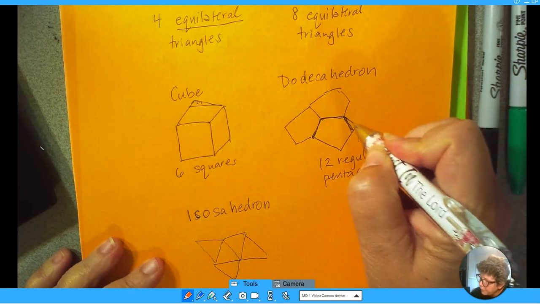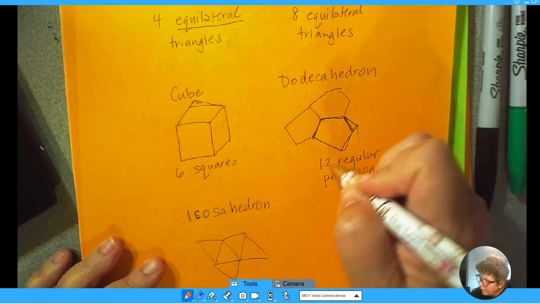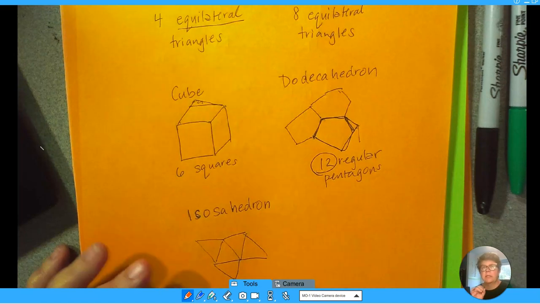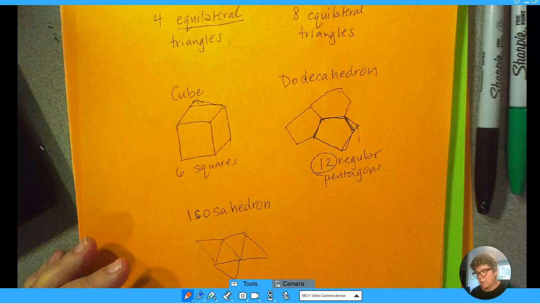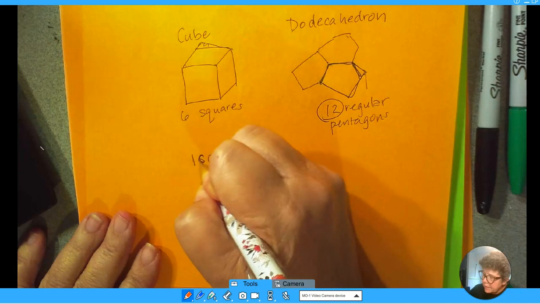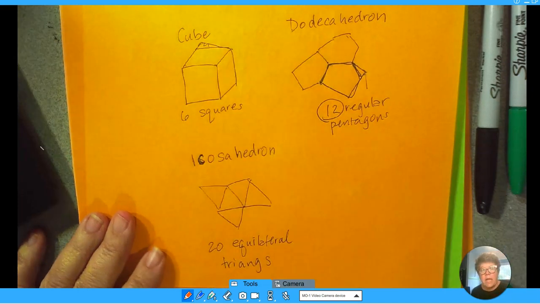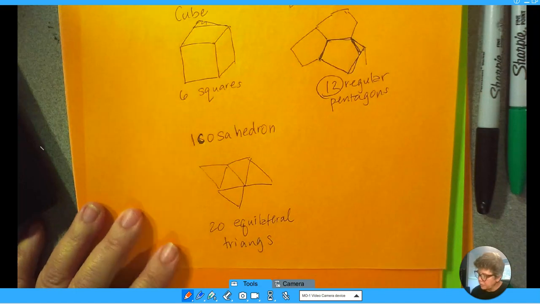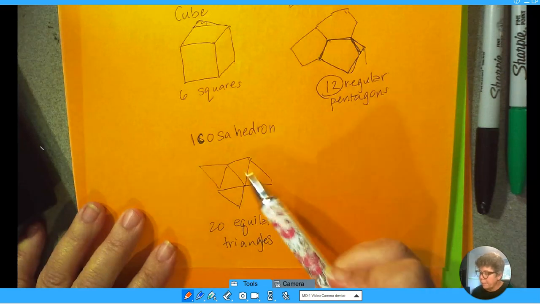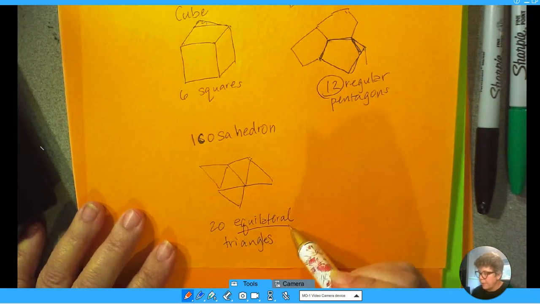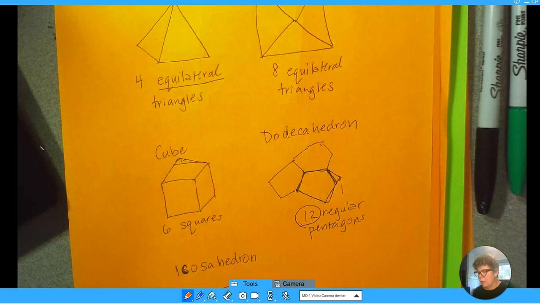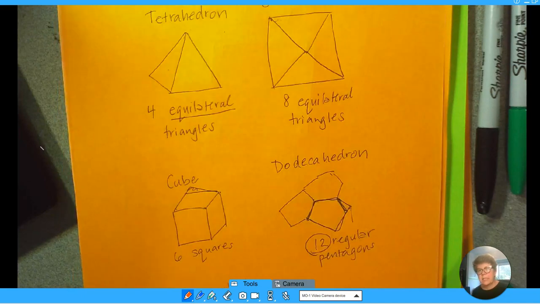I did not do a very good job drawing it, but it is a regular pentagon. 1, 2, 3, 4, 5 sides. And then there's 12 of them. 12 regular pentagons. Remember that a regular shape, all sides are the same, unlike my drawing. Sorry about that. Then we have an icosahedron, and that has 20 equilateral triangles. Equilateral, all sides are the same, and there's going to be 20 of them, and they're going to make the entire shape. Okay, so these are your 5 platonic solids.